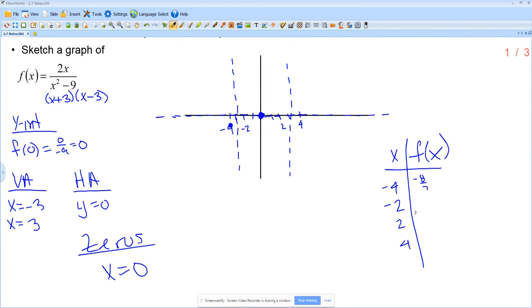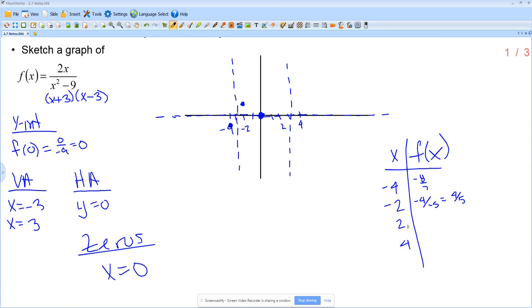Next, -2. If I substitute -2 into this, I get -4 over -2 squared, is 4, minus 9 is -5. So this is +4/5. Again, a little bit shy of 1, but I'm really just concerned with the fact that it's above this asymptote.